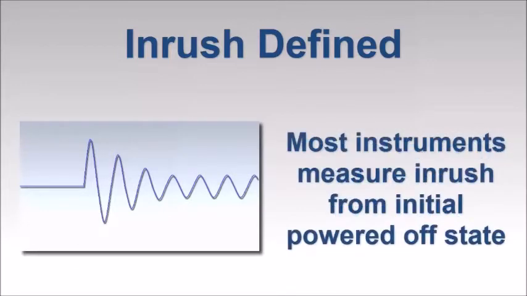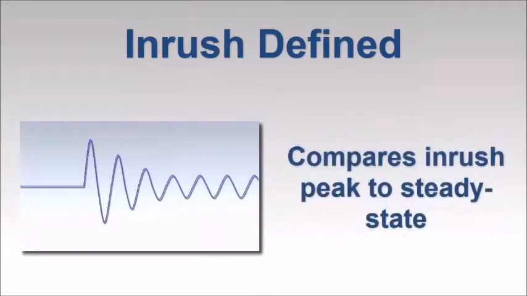Most instruments can only measure inrush in systems that are initially powered off. Basically, these instruments measure current and voltage starting with the initial powered down state, through power up, and finally steady-state operation. This usually occurs within the first few seconds after startup. The instrument then compares the power-up peak to steady state and, depending on the threshold criteria used, displays the inrush reading.